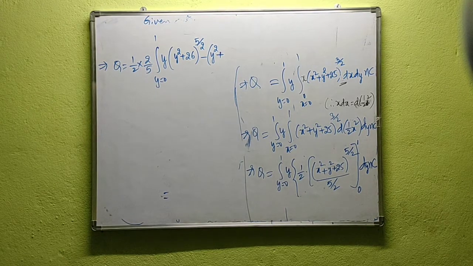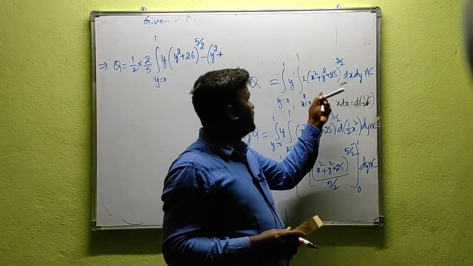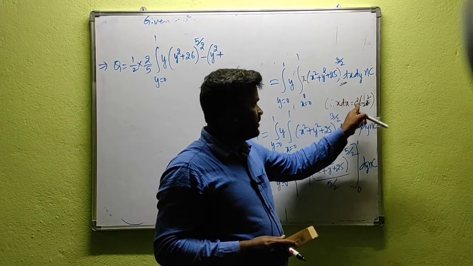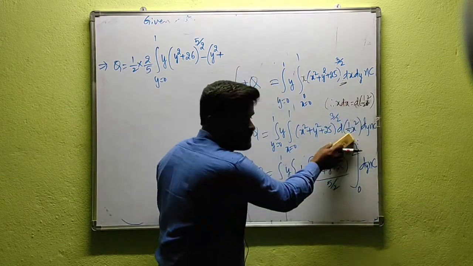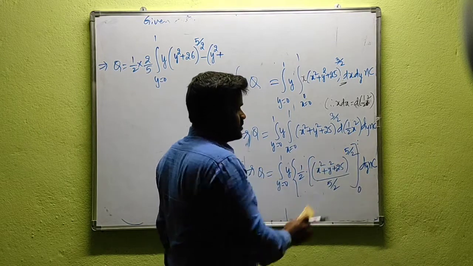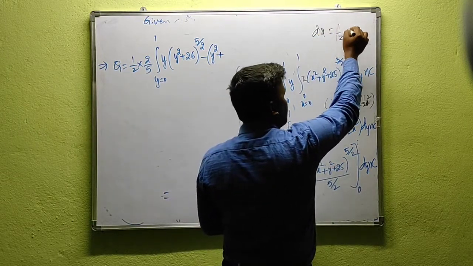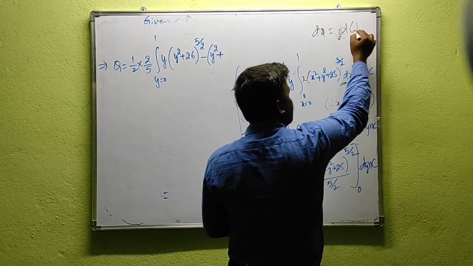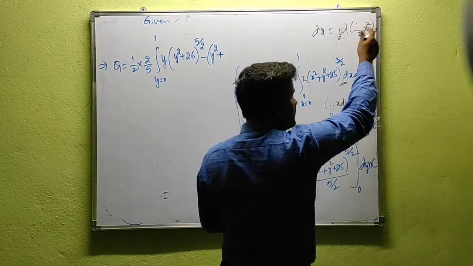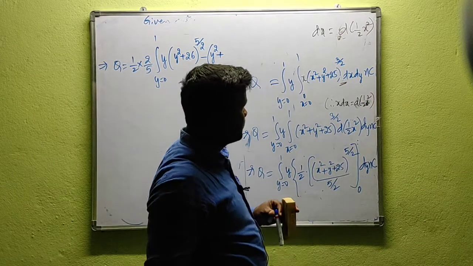Sorry to say this, basically x into dx is d of 1 by 2 x square. But I wrote dx as 1 by 2 differentiation of 1 by 2 x square. Please make a note of it.